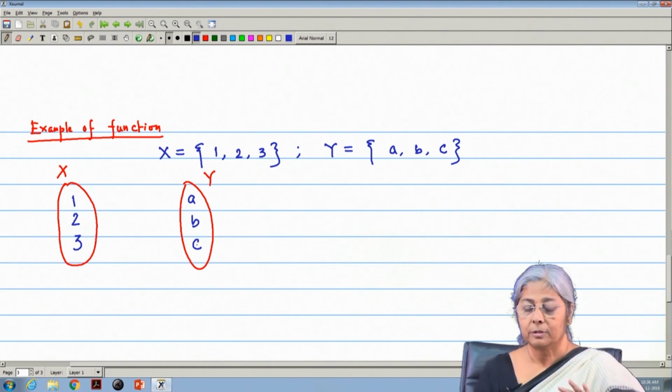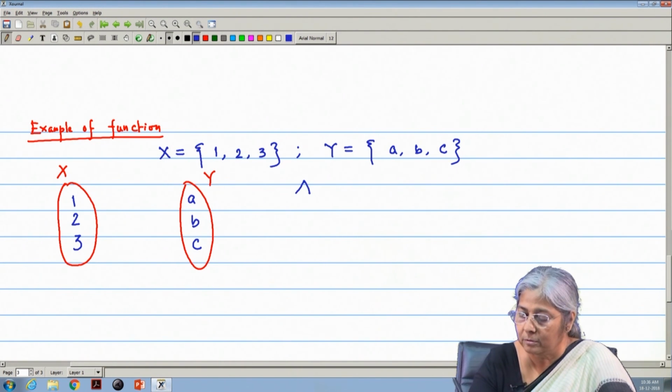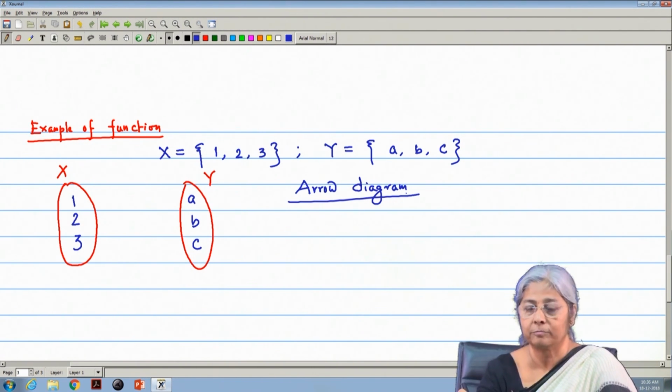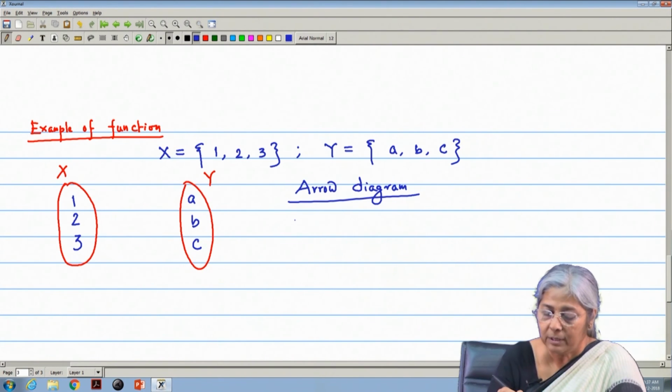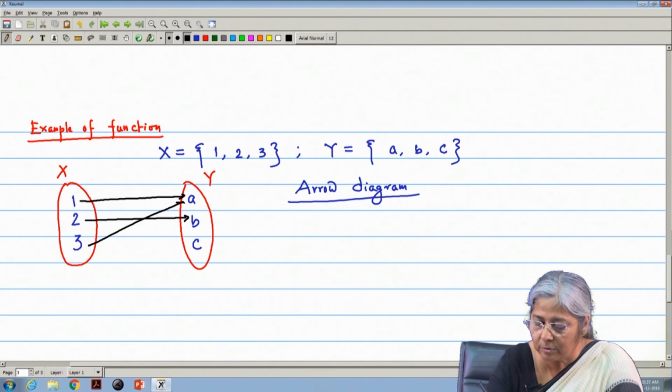Now, normally we represent a function pictorially by the arrow diagram. That means, we have already seen the function assigns, for each value of x, some value of y, and that will be exactly one value of y assigned. So, in an arrow diagram, we draw one arrow from each element of x to an element of y. Say I give arrows here, 1 to a, 2 to b, again I put 3 to a.